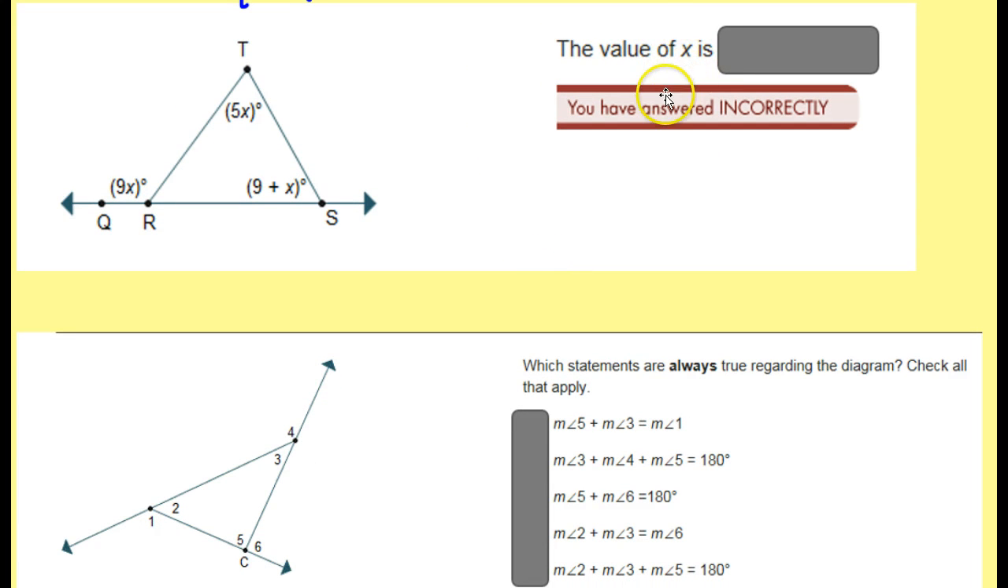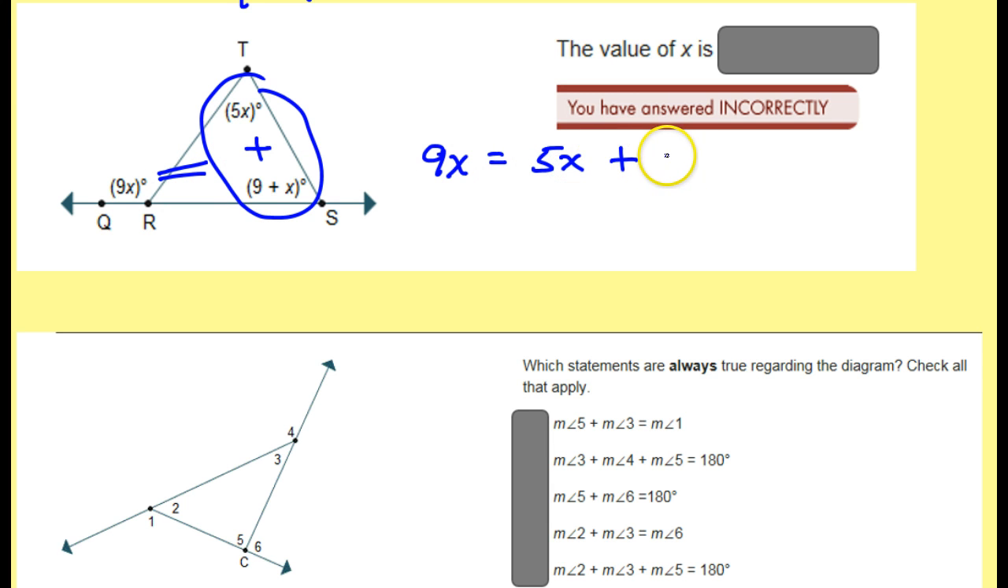Okay, what is the value of X? Well, it seems like we're going to use that theorem that says the exterior angle has to equal the sum of the two remote interior angles. So let's use that. This 9x over here must equal the sum of these two. This plus this has to equal that. So 9x should equal 5x plus 9 plus x.